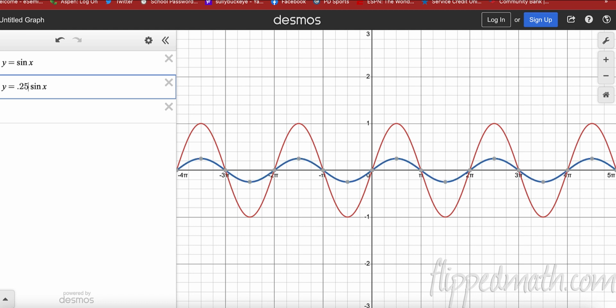0.25. Well, we're at 1. Is this a fourth of the way? Sure looks like it's a fourth of the way, right? So essentially, what is this doing? This is just taking our graph and changing our amplitude. Our periods are the same. Look, it takes 2 pi for my original and my translated graph, okay?